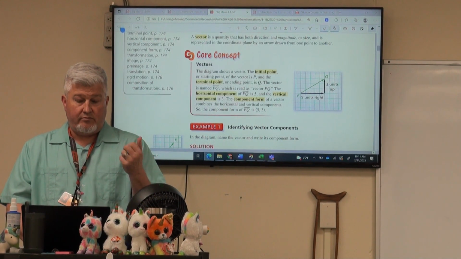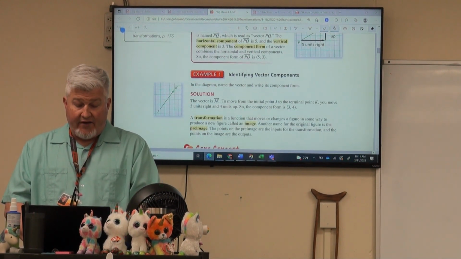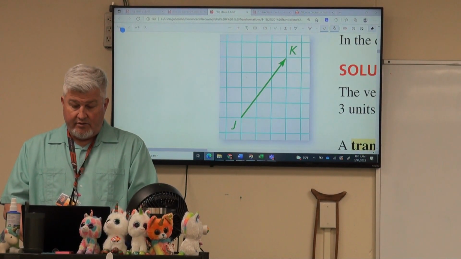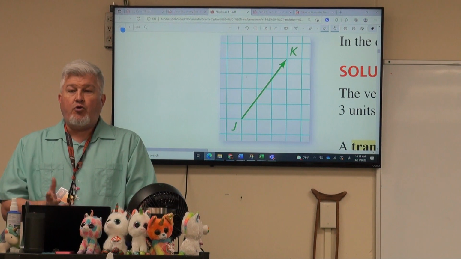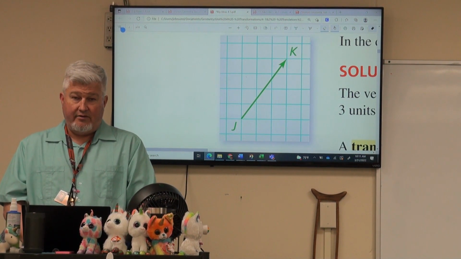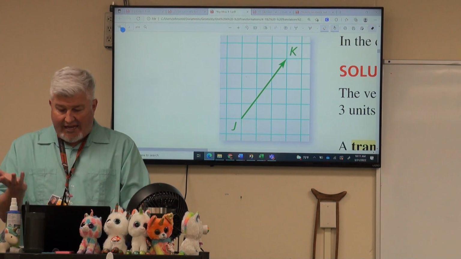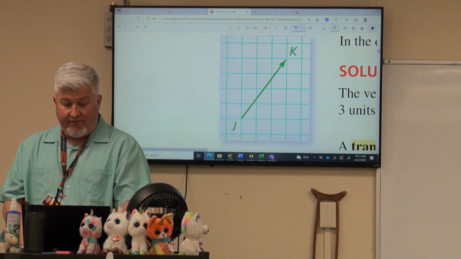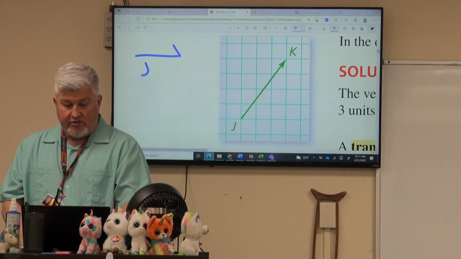I can go forward. All right, so identifying vector components. Let's look at this one here. How would you name this vector? Holly, how would you name it? JK. Say again? JK. JK, and again, please remember you're writing with the half arrow, okay? JK.